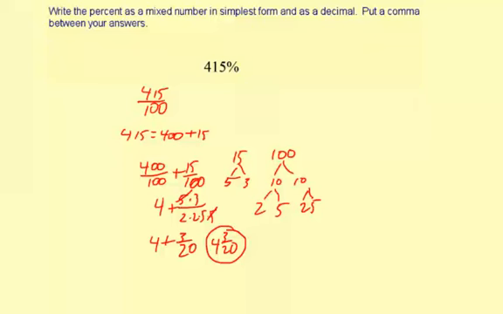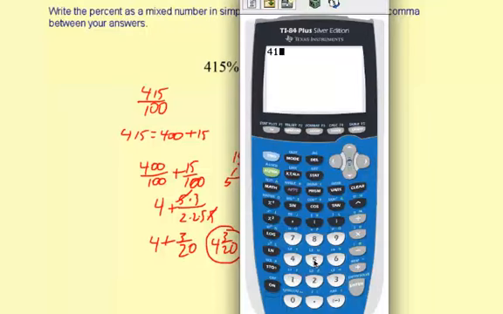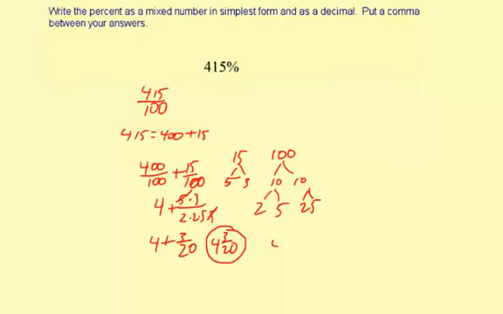You also could have taken this 415 and the 100 and broken down the whole thing and reduced that way, but I like to use this little trick to make a mixed number. Now to make a decimal, all you need to do is divide 415 by 100. So 415 divided by 100 is 4.15. That is your decimal.